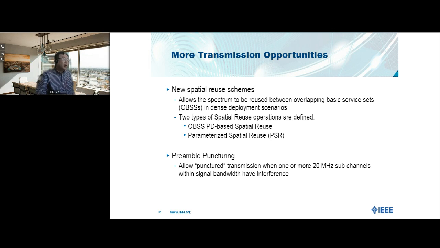Simply, you can think about puncturing as follows: when you transmit the physical layer packet, and some of the 20 megahertz within the band has interference, it's busy, 11ax starts to allow transmission that punctures out those busy channels. Okay. By the way, I want to mention that 11ax starts to support this preamble puncturing, but very limited. The full function of preamble puncturing was supported in the next generation, which is 11be. Okay.